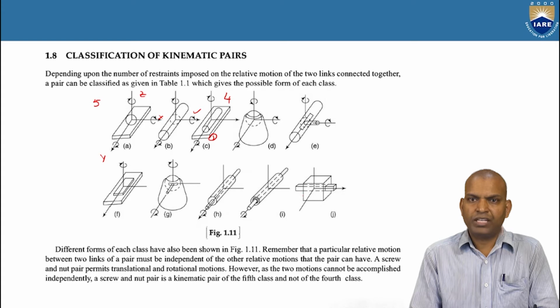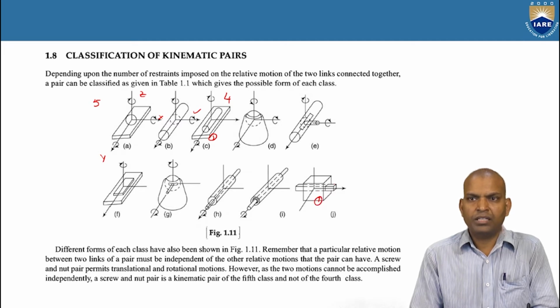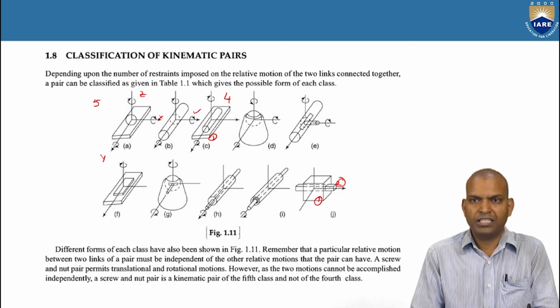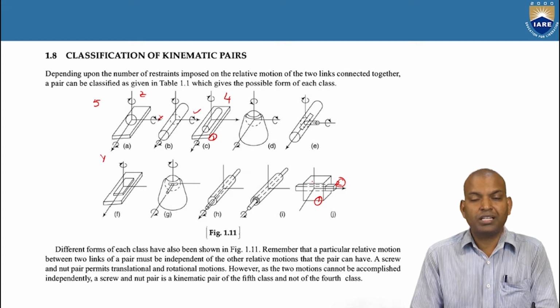If you understand, finally, we can see in this figure J. So what is the degrees of freedom? The degrees of freedom between link 1 and link 2 is only one single degree of freedom. It is completely constrained in translation motions about axis Y and axis Z, and also all rotational motions are constrained. So the only possible relative motion is a translation about axis X.